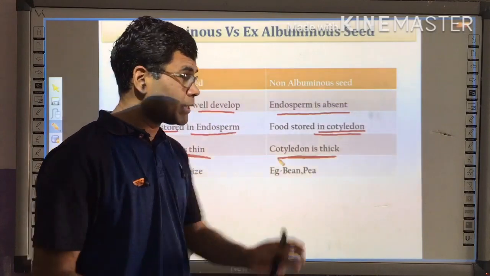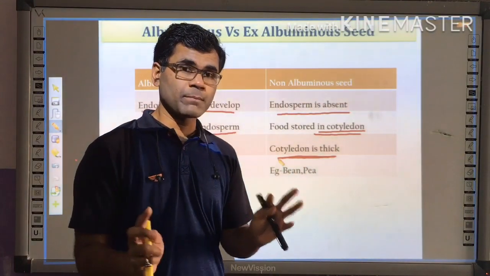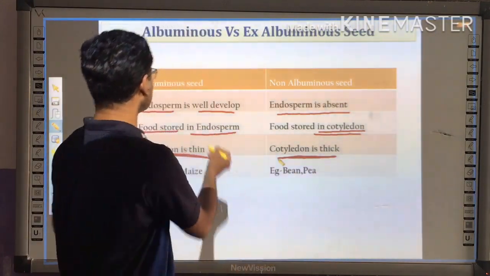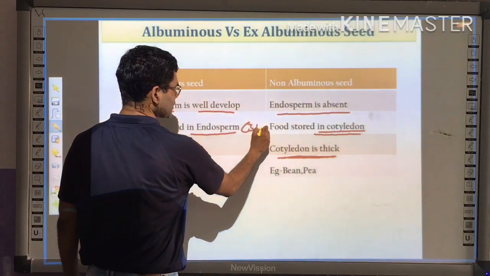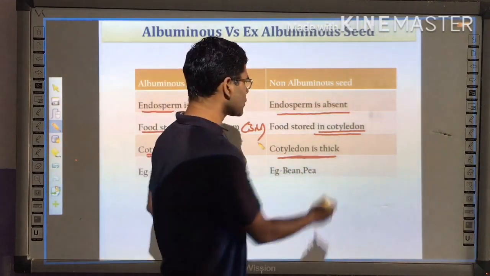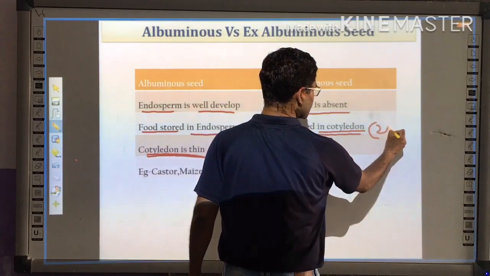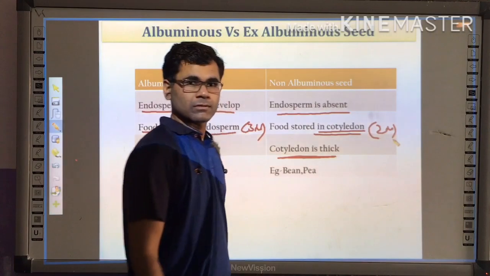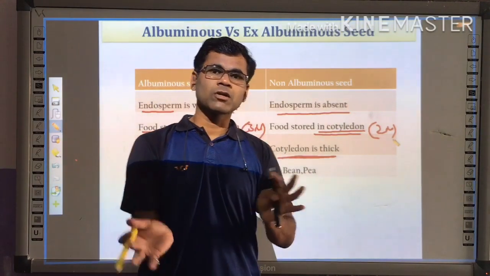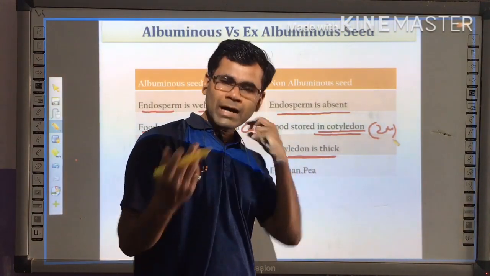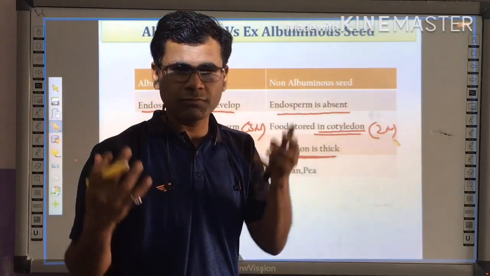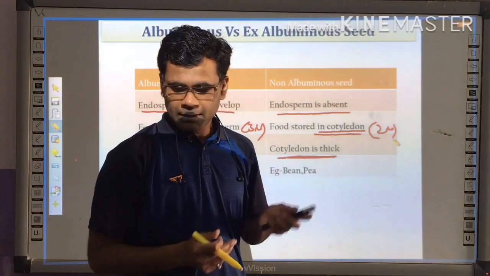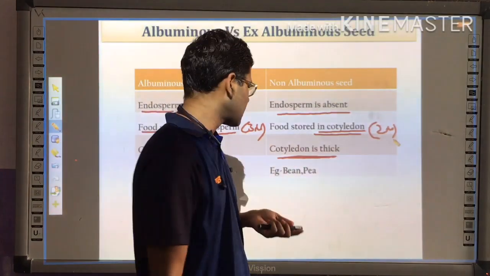But don't get confused here. The endosperm is triploid, it is 3N. The cotyledon is diploid, it is 2N. So don't think that endosperm and cotyledon are homologous. Both of them act as a source of food reservoir, but they are not the same. Their genotype is different.